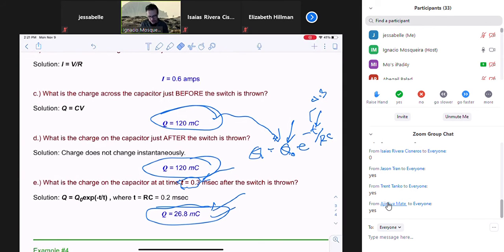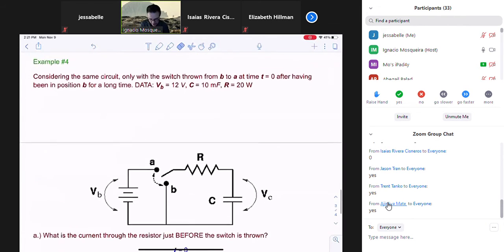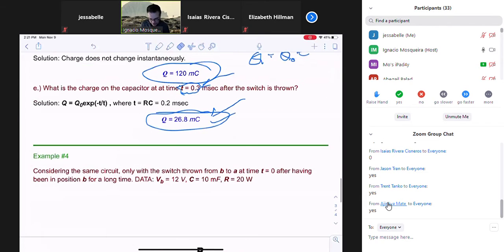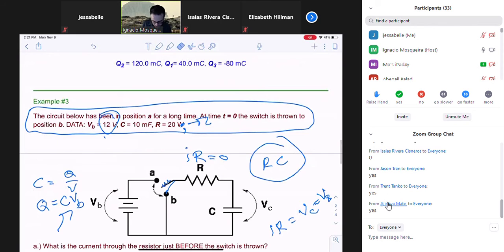So let's do it very quickly, because I will have one multiple choice question like that. They have another example here where they do the opposite. Instead of switching from A to B, they were on A here, and then they put it on B. Now they do the opposite. They start at B for a long time, and then they switch it to A.